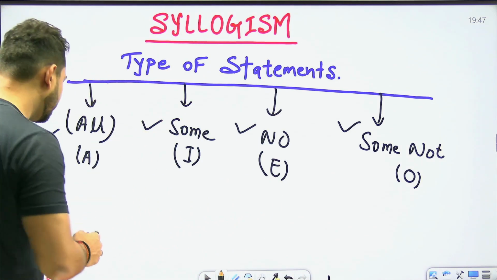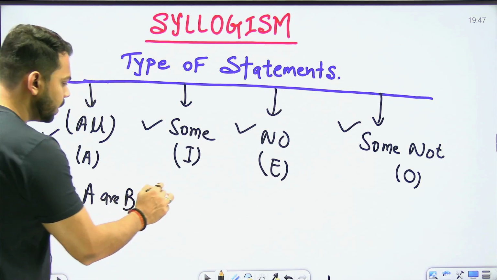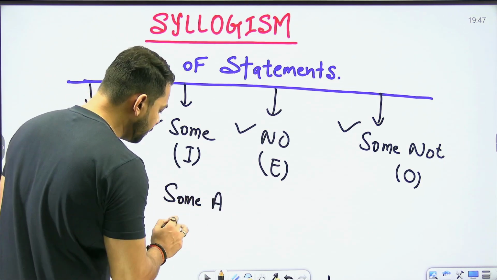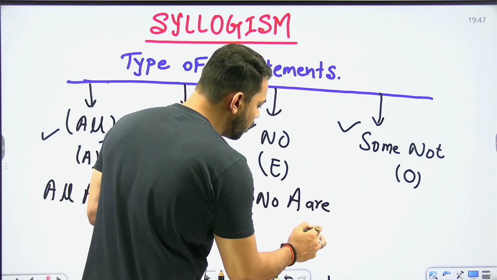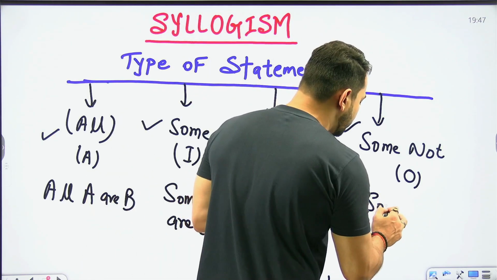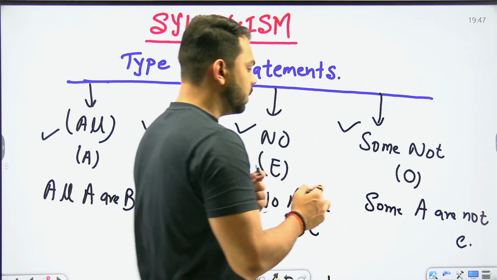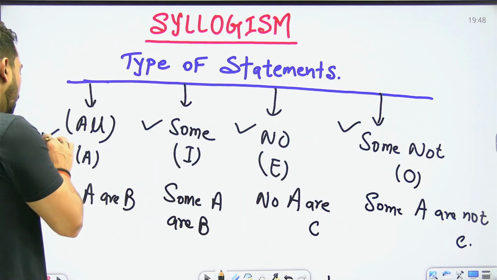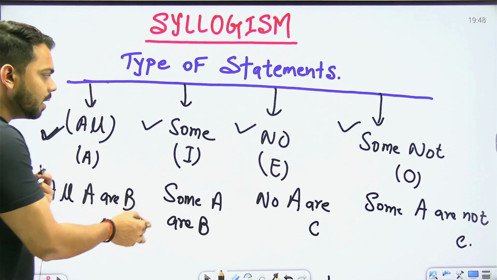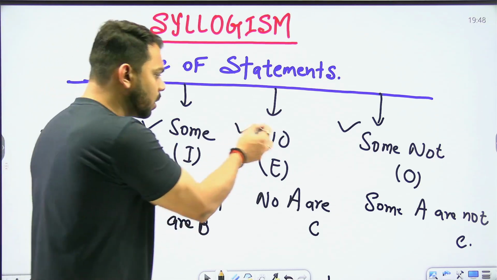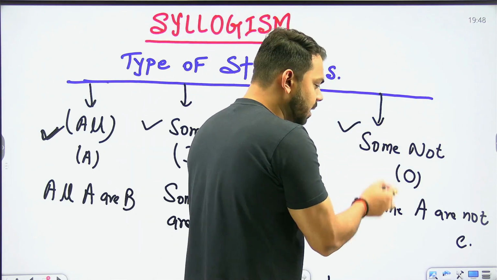For example, we can take: all A are B, some A are B, no A are C, and some A are not C. Right? So if we talk about the all type of statement, it is written in this format: all A are B. For some it is written some A are B. For no it is written no A are C. For some not, it can be written like some A are not C.